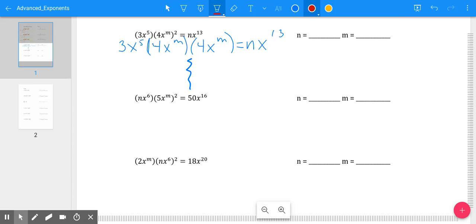So if we focus on our coefficients this time, we're going to have a 3, a 4, a 4, and then they need to all multiply out to our end result coefficient of n. So we can do 3 times 4 times 4 equals n. And 3 times 4 is 12. 12 times 4 is 48.